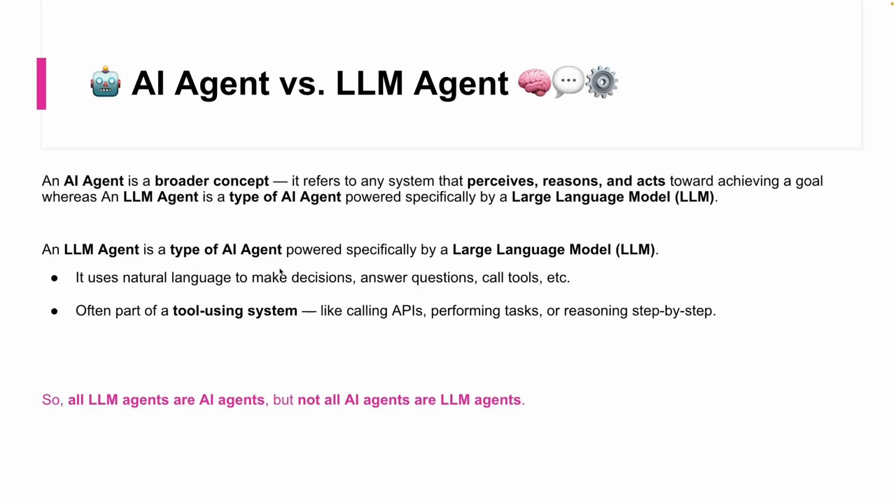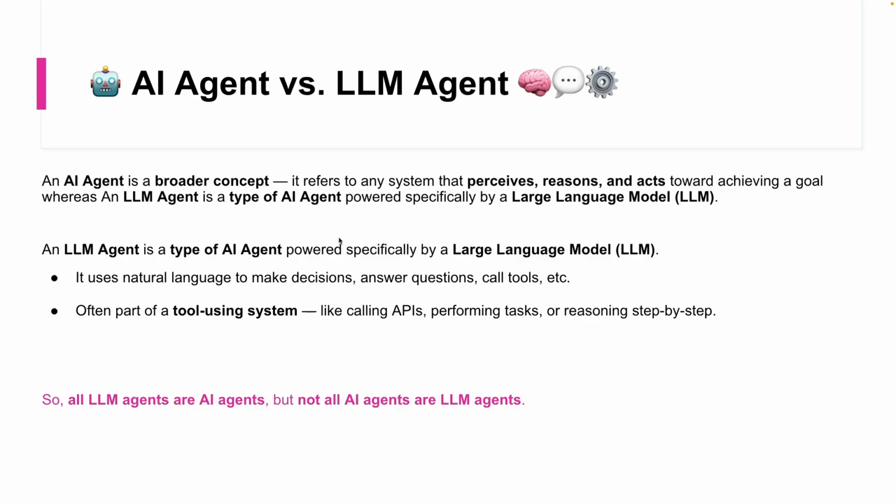But it doesn't have the large language model. Whereas an LLM agent is a type of AI agent that is fueled by a large language model. So an LLM agent is a type of AI agent powered specifically by the large language model, LLM, right? So it uses natural language to make decisions, answer questions, call tools, etc. And it is often a part of tool-using systems. So it has a lot of tools, like calling APIs, performing tasks, or reasoning step by step.